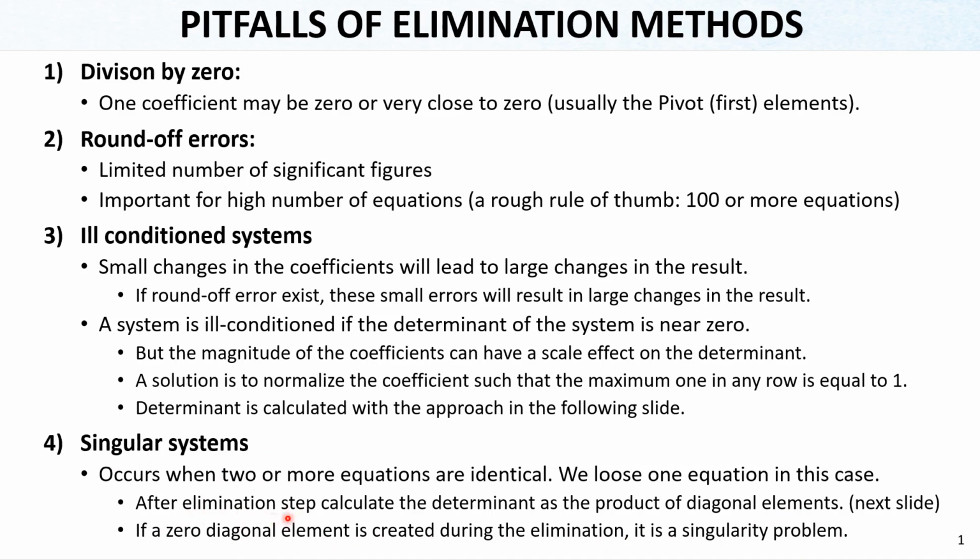Basically, after the elimination, we will have an upper triangle, then we can calculate the determinant as the product of diagonal elements. From this we can understand what's going on, whether we have a singularity problem or not. Let's see this in the next slide.